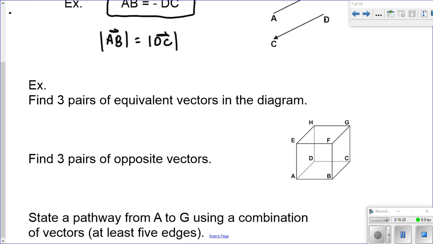There's a whole pile of, okay, this is a cube. I'm going to assume it's a cube. There's a whole pile of answers here. I could say AE is equal to DH.